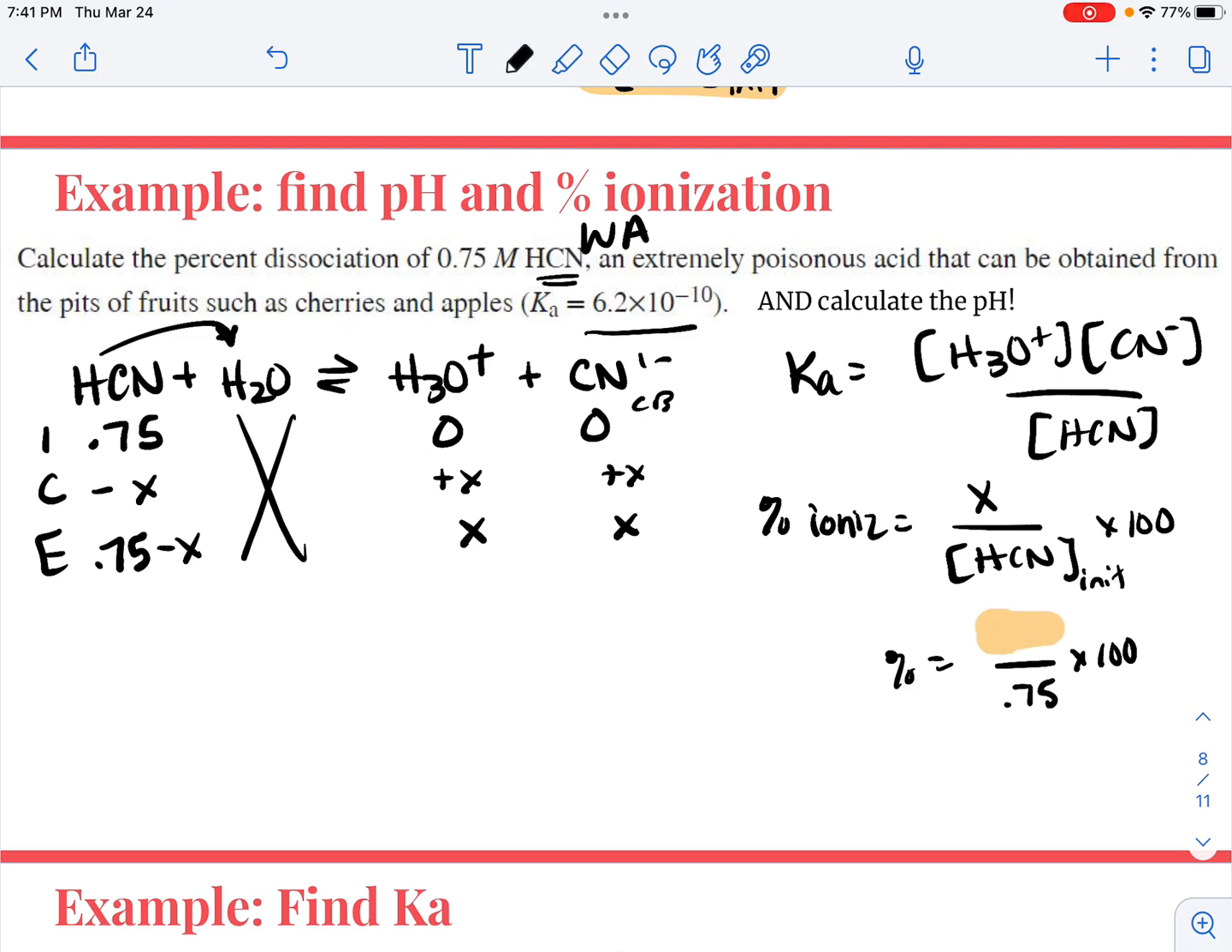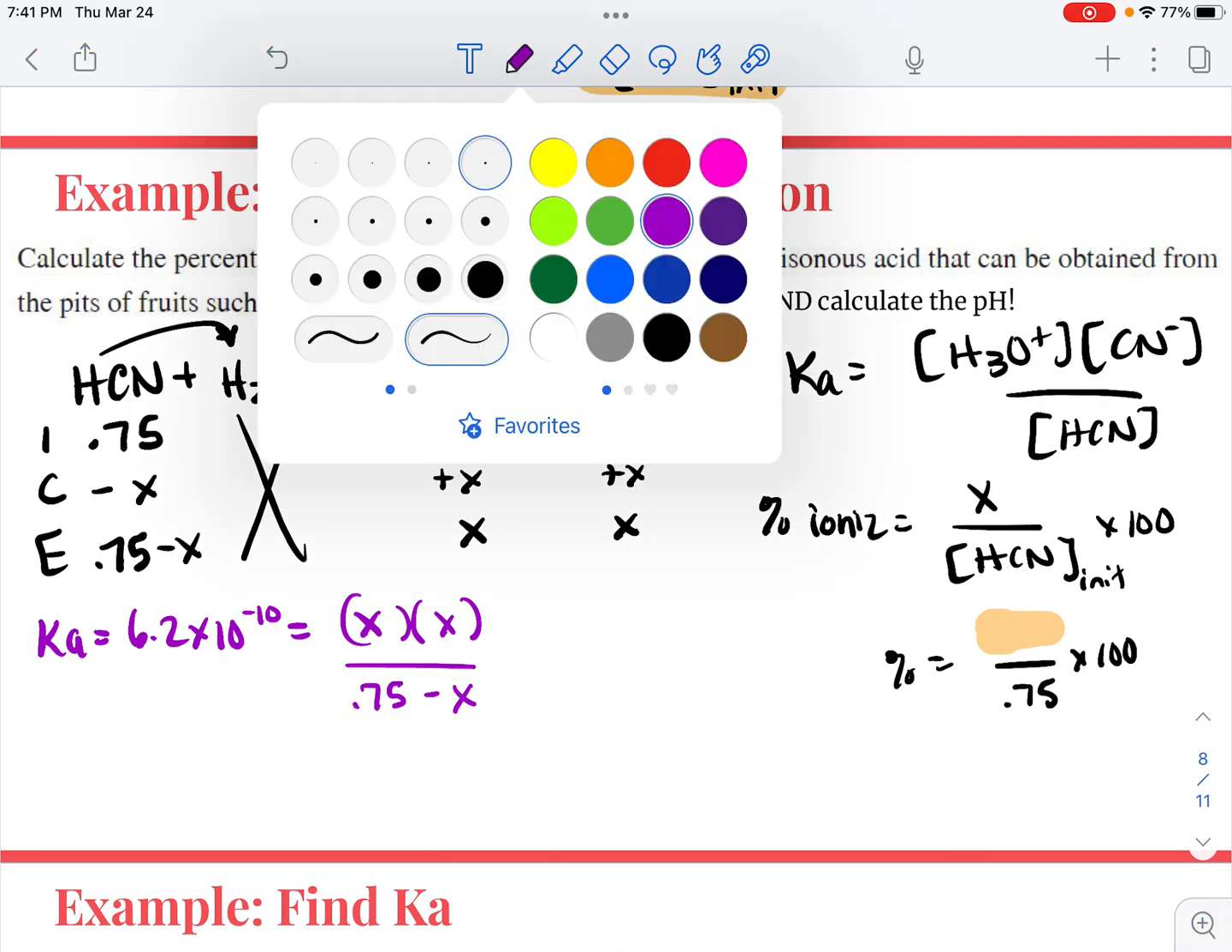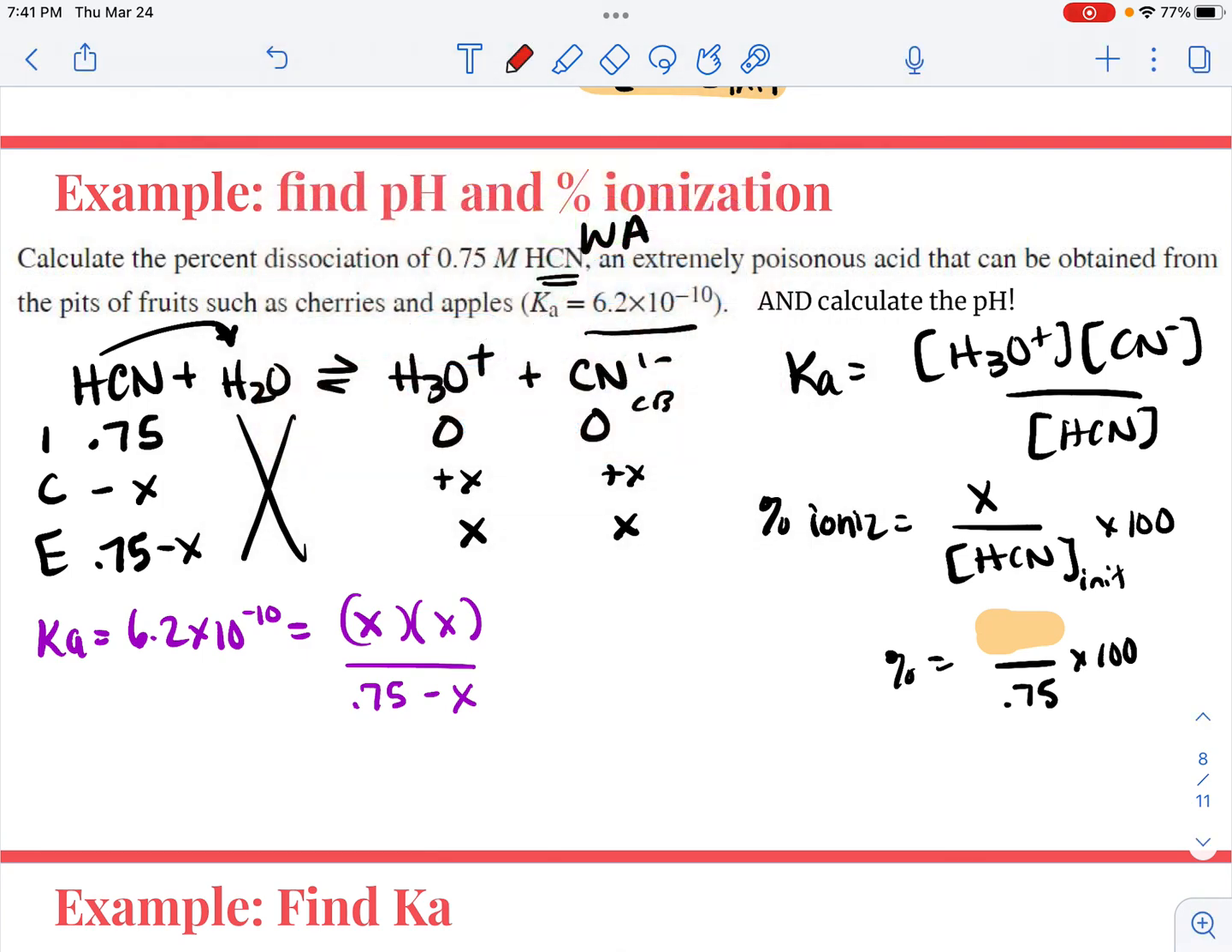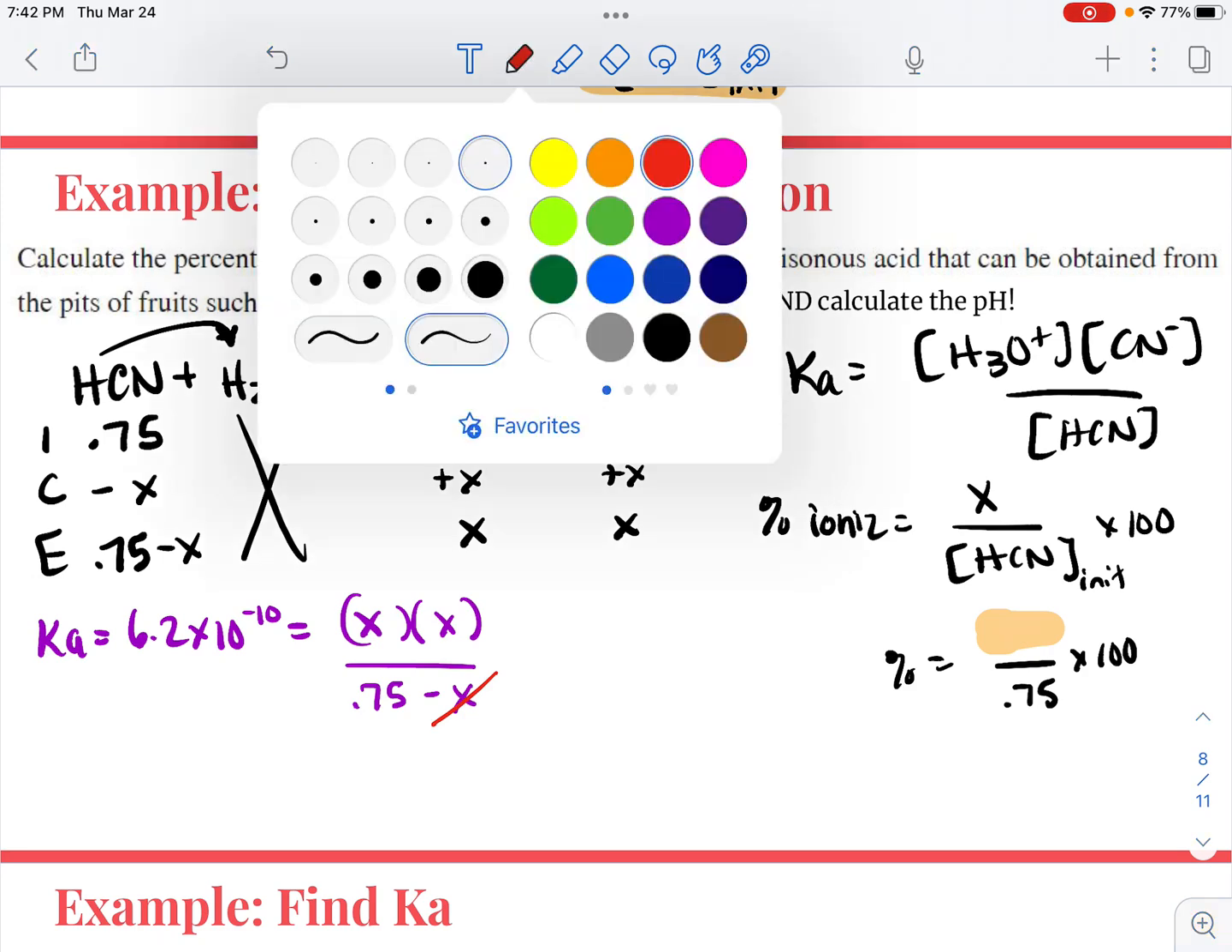So I'm going to use my Ka to solve for this. They gave it to me. So I'm going to say Ka equals 6.2 times 10 to the negative 10th. And that would equal the hydronium, which is X, times the cyanide, which is also X, over the hydrocyanic acid, which is 0.75 minus X. All right. And now this is the X that we're talking about that's going to make this really ugly, because this would require the quadratic. We're going to cross off the minus X.